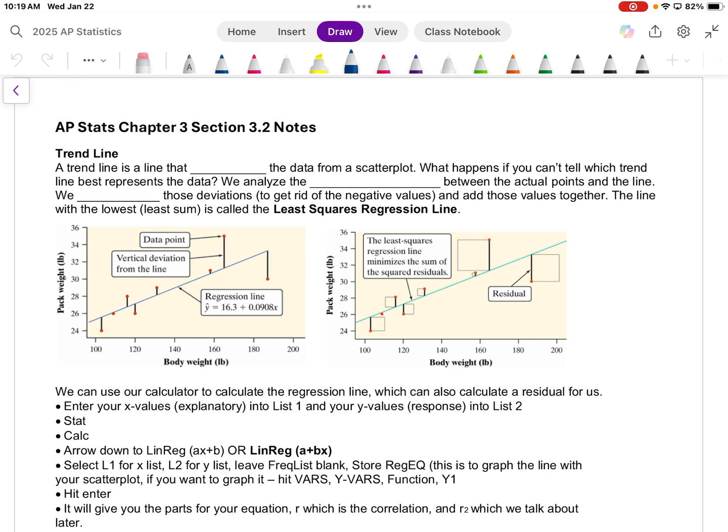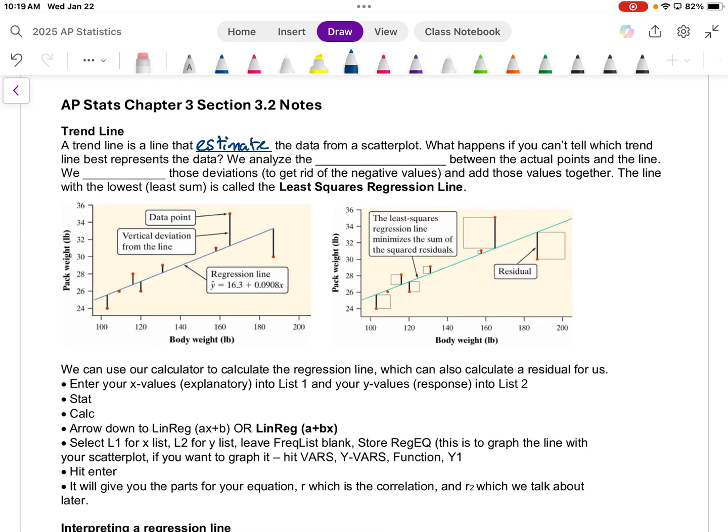So a trend line is the line that estimates the data from a scatter plot. What happens if you can't tell which trend line represents the data? Then we analyze the vertical deviations between the actual points and the line. Sometimes we have to try to figure out what that best line is, and we're looking at the vertical deviations between the points and that line.